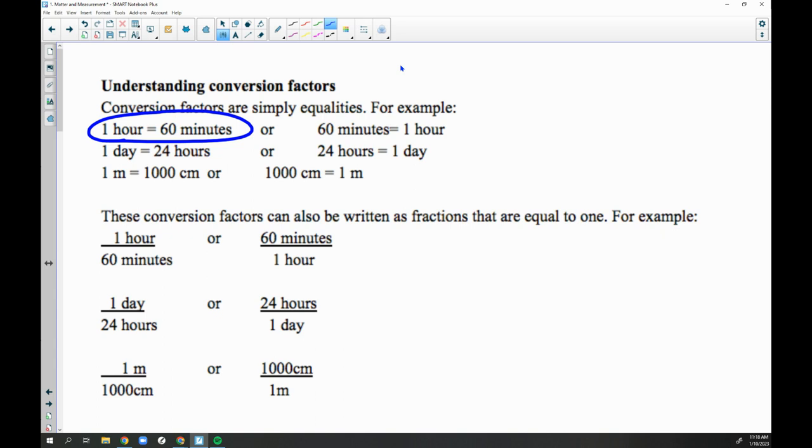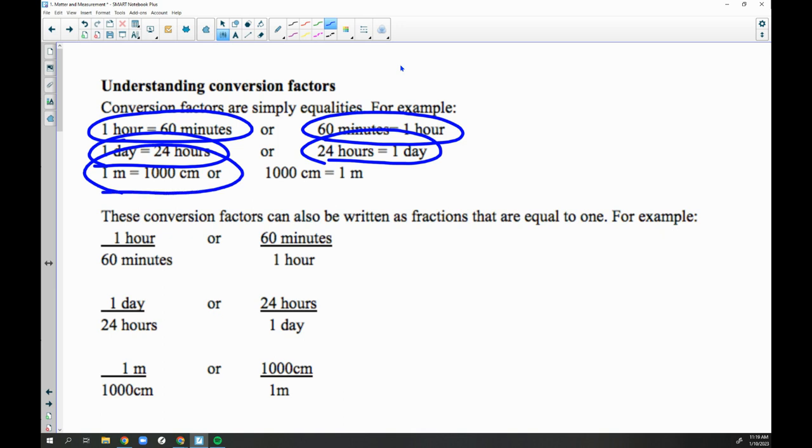And we know we can also flip that around and say that 60 minutes equals an hour, okay? So I think we all understand that 1 hour has the same value as 60 minutes, right? It's the same amount of time. It's just a different unit. Another example of this is 1 day equals 24 hours, or 24 hours equals 1 day. And if we want to talk metric stuff here, we can say 1 meter equals 1,000 centimeters, or 1,000 centimeters equals a meter.